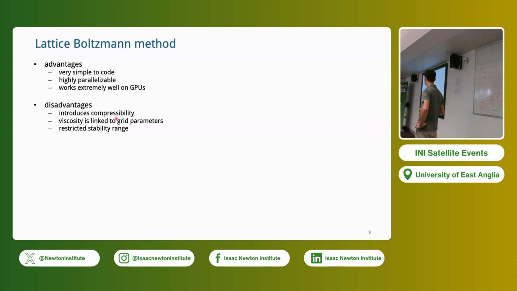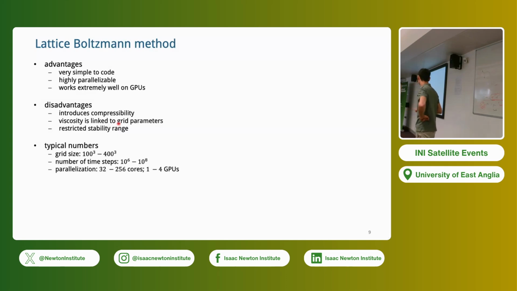The viscosity is linked to the grid parameters. If you remember the formula from the slide before, there was not only the tau, there was also a delta t and a delta x. So if you change your time step, that changes your viscosity. They're not fully independent. And that gives you a restricted range of stability, so you cannot take any parameters and simply throw it on a lattice-Boltzmann and it will work. Usually it does work, but not always.